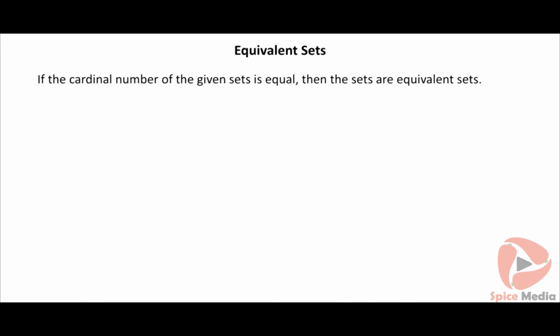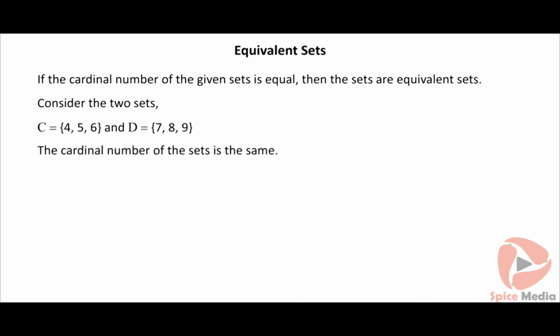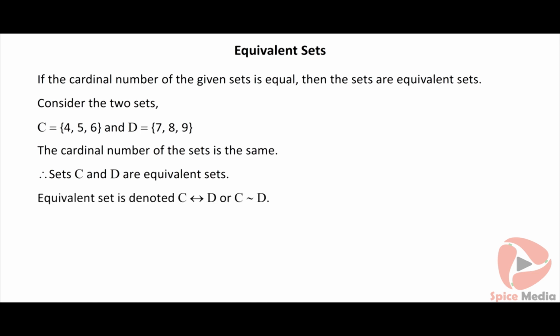Equivalent sets. If the cardinal number of the given sets is equal, then the sets are equivalent sets. Consider the two sets. C is equal to {4, 5, 6} and D is equal to {7, 8, 9}. The cardinal number of the sets is the same. Therefore, sets C and D are equivalent sets. Equivalent set is denoted as shown.